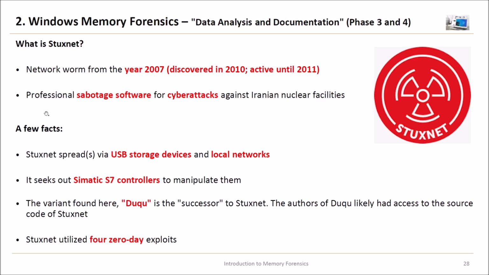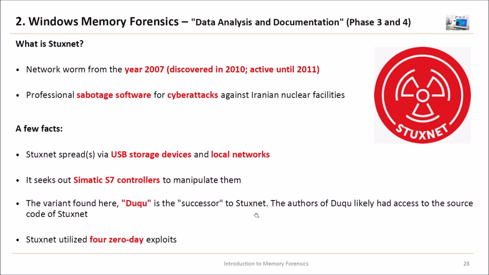Here are a few facts. Stuxnet spreads via USB storage devices and local networks. It seeks out Simatic S7 controllers to manipulate them. And the variant found here, called Duqu, is a successor to Stuxnet. And the authors of Duqu likely had access to the source code of Stuxnet. You may wonder who is the author of Stuxnet. Actually, we don't know exactly who was the author.